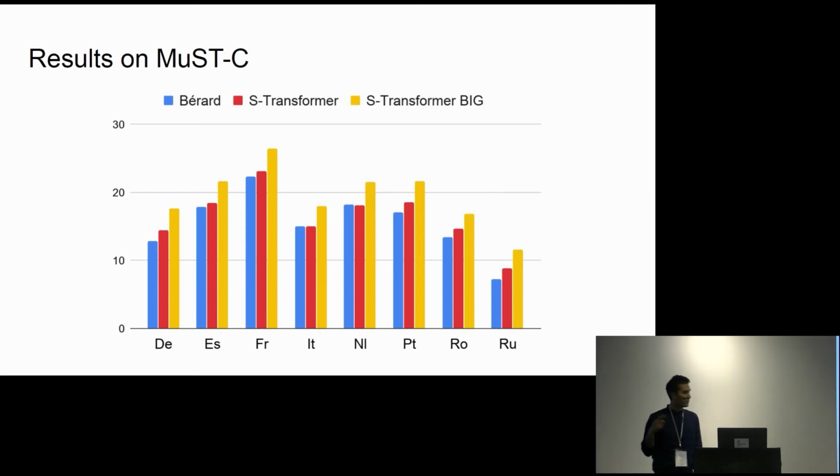And we got some interesting improvements on MustSee. We re-implemented the paper by Berard et al. 2018. With S-Transformer by itself, using the same number of parameters, we get some improvements by training for much shorter, and then we realized that most of the models used in research for this were very undersized. So we made it larger, and the results were clearly better.